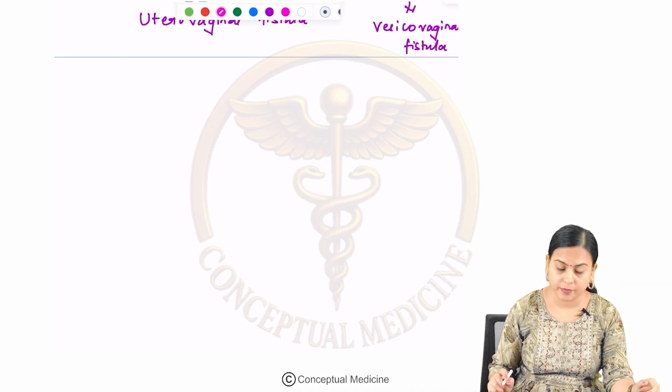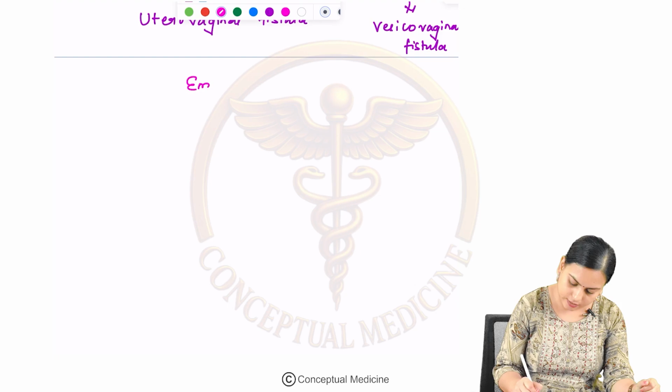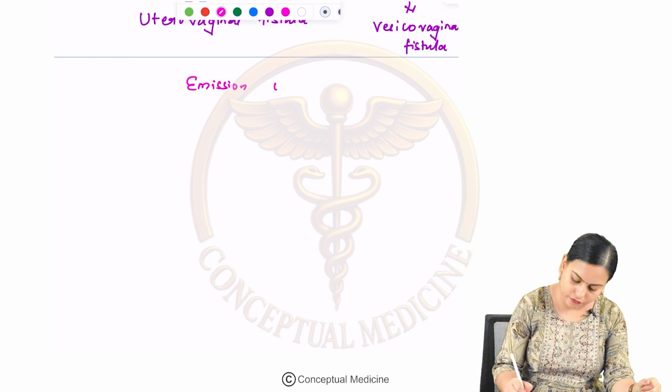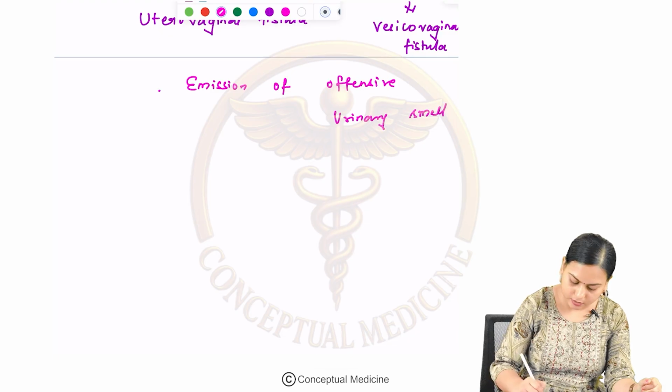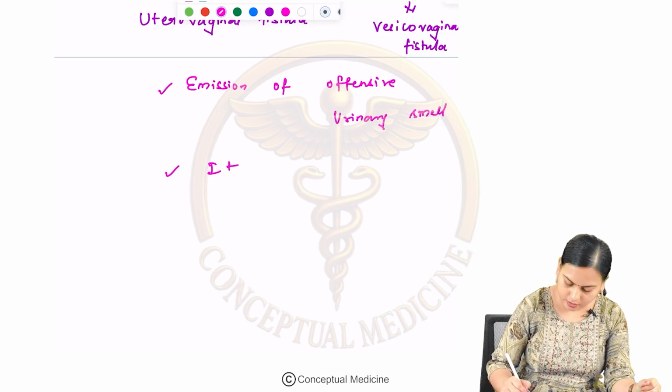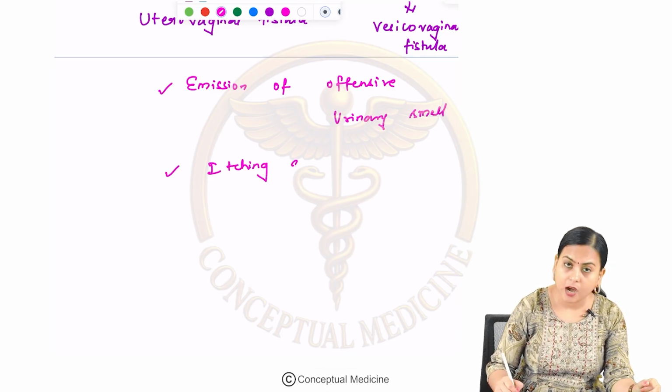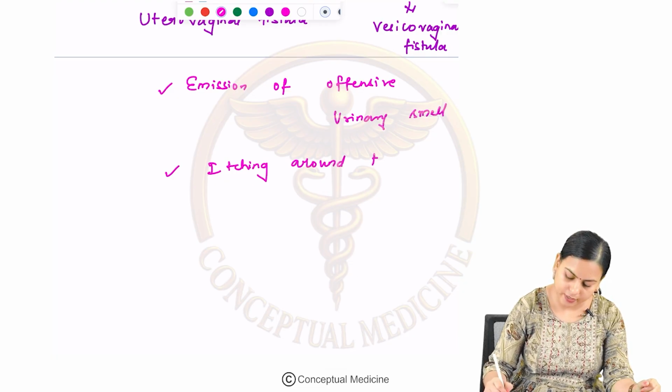Right. Now, associated symptoms may also include emission of an offensive urinary smell, then itching around the vulva can also be there.